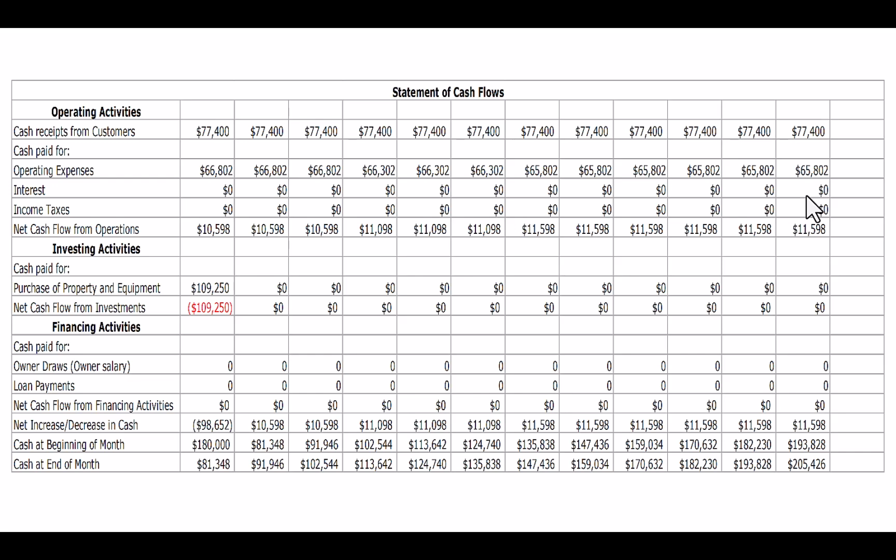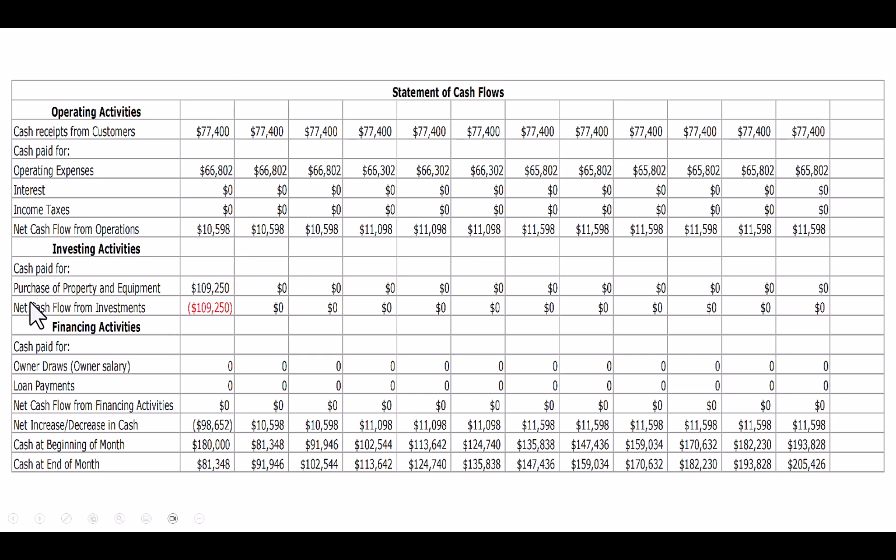So if I'm operating at a loss, I don't have any income tax because I have no income for which the government can tax me. That's why income taxes is zero. So each month, my business is producing $10,598 in cash just from operations.